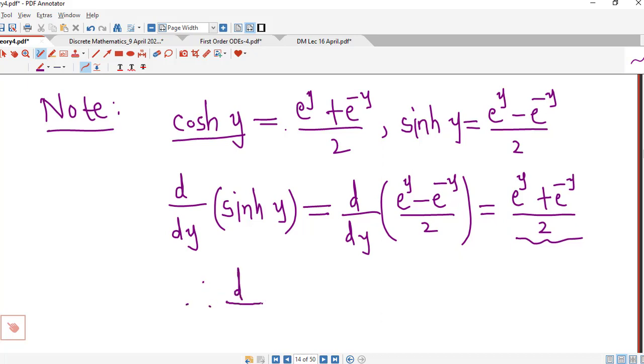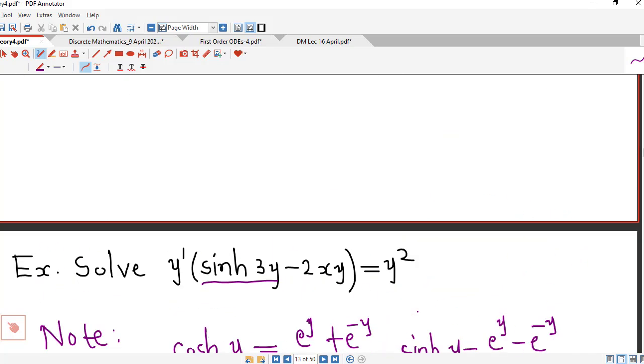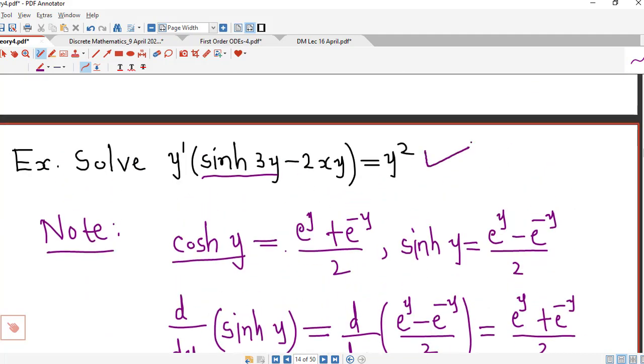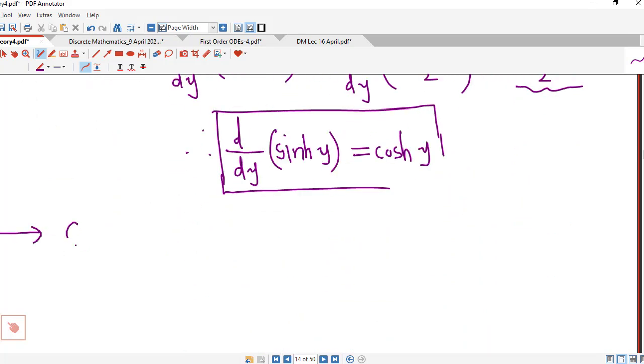So therefore the derivative of sine hyperbolic y is cos hyperbolic y. So we will remember this formula for the derivative of hyperbolic functions. Similarly, we can show that the derivative of cos hyperbolic is sine hyperbolic. Now with this in mind, we can try to solve this differential equation. First we rewrite the given equation.